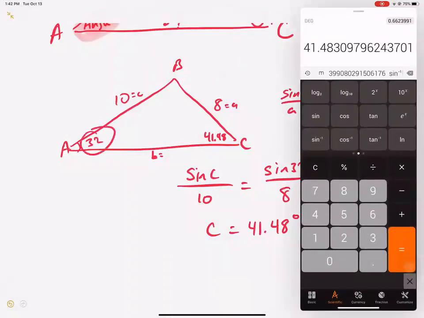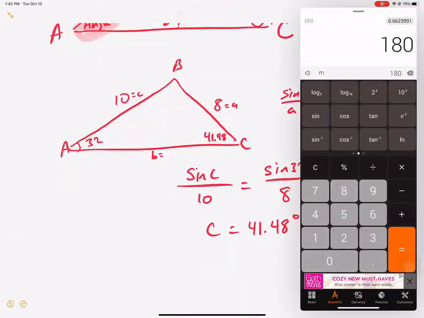Okay, we know 2 angles. We can find the third angle. Because how many degrees do all triangles add up to? All add up to 180. So 180 minus 32 minus 41.48 gives us our third angle, 106.52.